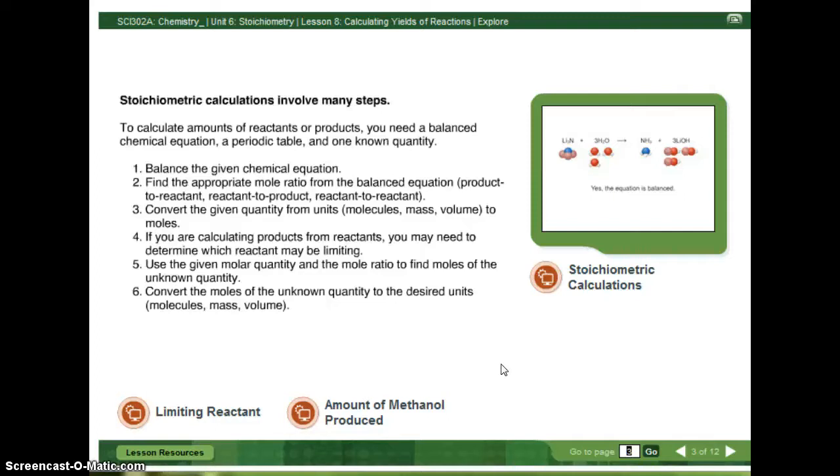Step 2, find the appropriate mole ratio from the balanced equation, whether it be product to reactant, reactant to product, reactant to reactant. Convert the given quantity from units, molecules, mass, volume, to moles. If you are calculating products from reactants, you may need to determine which reactant may be limiting. Step 5, use the given molar quantity and the mole ratio to find moles of the unknown quantity. Step 6, convert the moles of the unknown quantity to the desired units, molecules, mass, or again, volume.